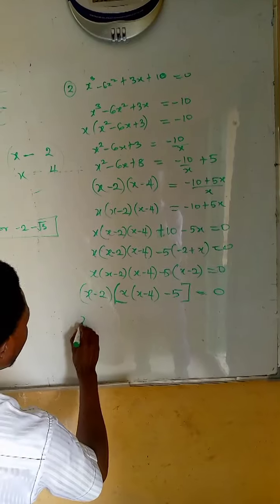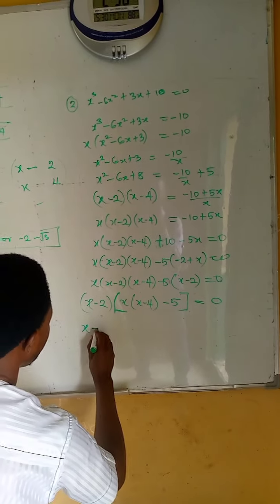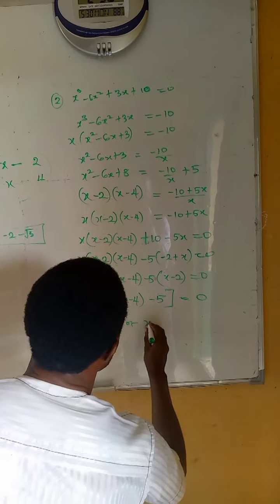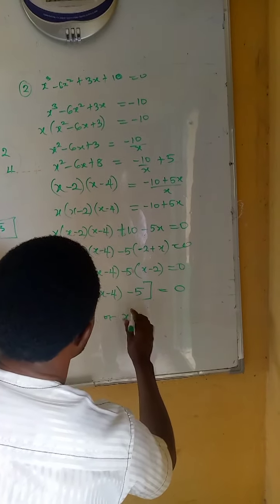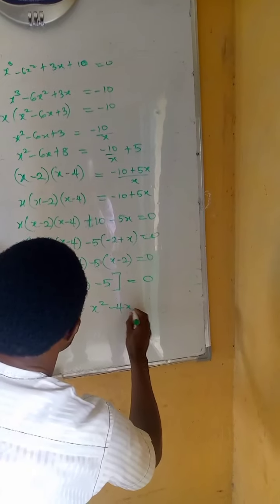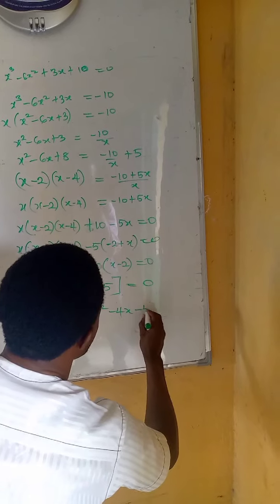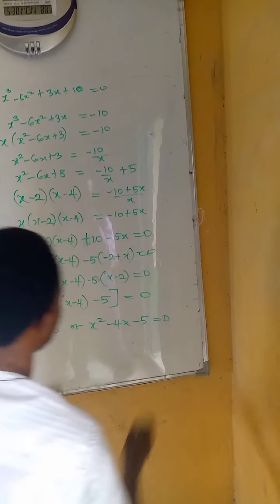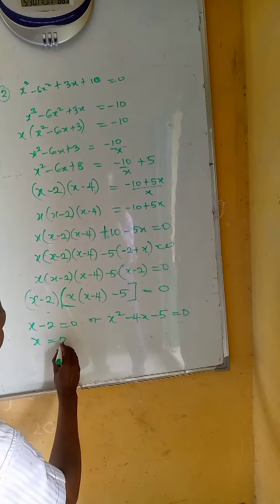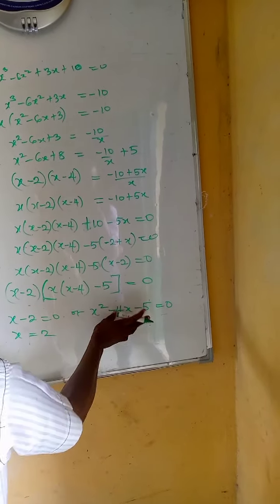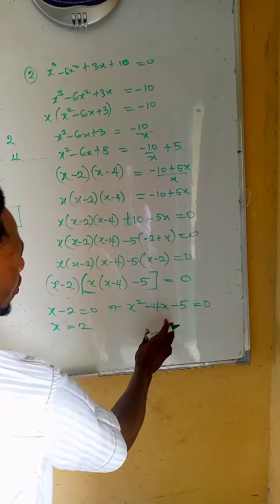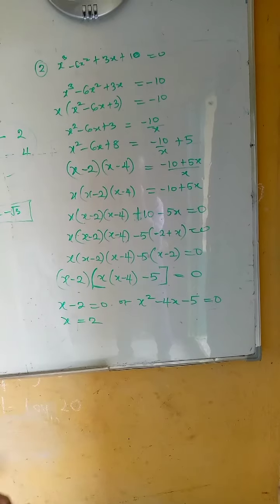Now we can have that x minus 2 is equal to 0, or if you factorize this, we have x squared minus 4x minus 5 equal to 0. So you can see that x now is equal to 2. Then you can now use the quadratic formula to find the other roots of this equation.